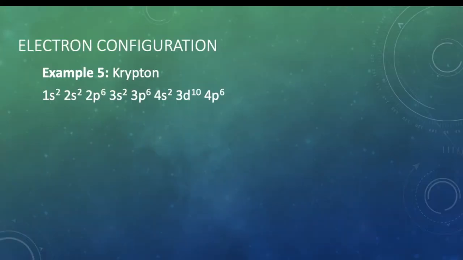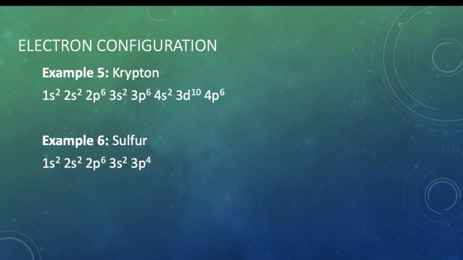Now that we've done krypton, that was a little bit of a long one. I'd like you to try writing the electron configuration for sulfur on your own. Let's see how you did. The electron configuration for sulfur should be 1s2, 2s2, 2p6, 3s2, and 3p4.